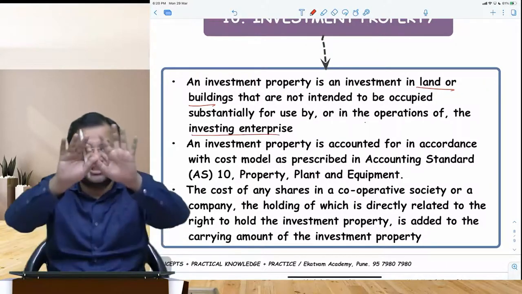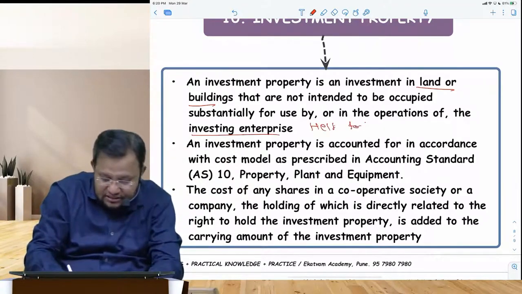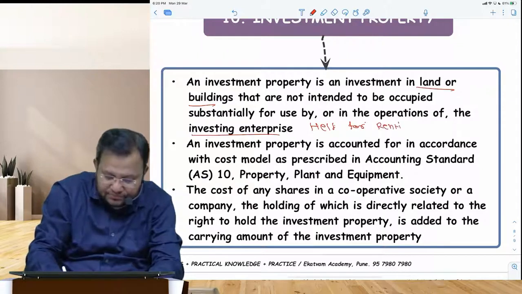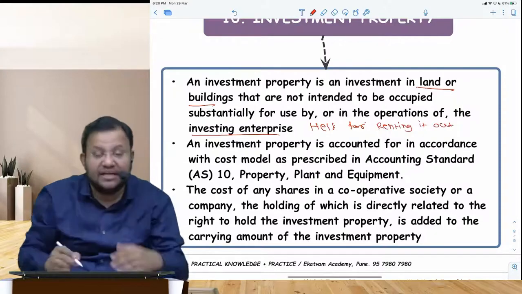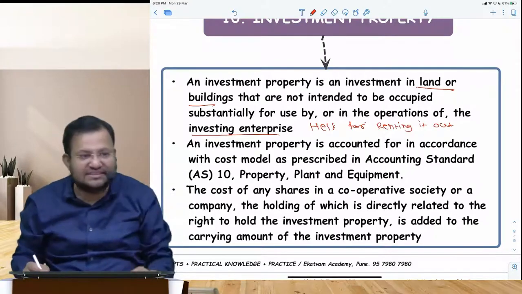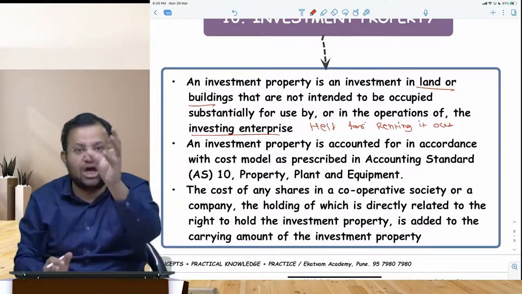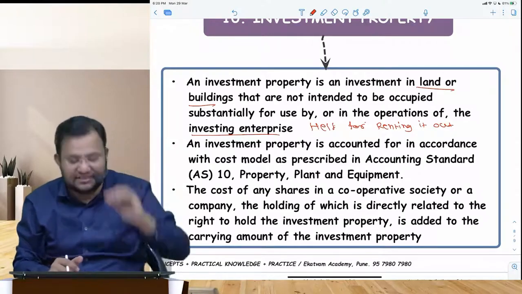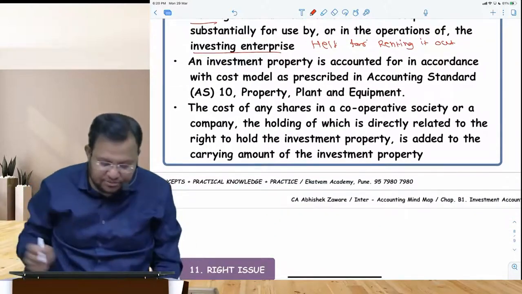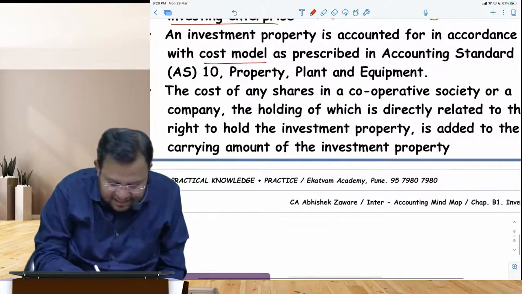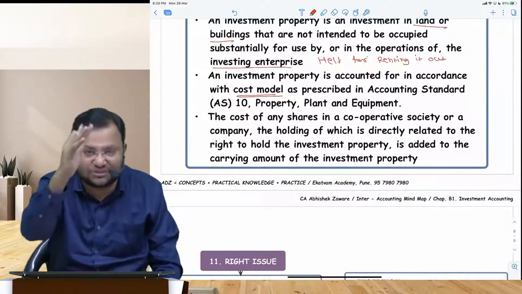We do not use them ourselves. They are held for renting it out. It is not held for use. It is held for renting or held for sale, not held for use. Assets which are held for use are your non-current assets or current assets, maybe, depends. And investment properties are accounted as per cost model prescribed in accounting standard number 10, plant, property and equipment, that is historical cost. Cost model is a historical cost.